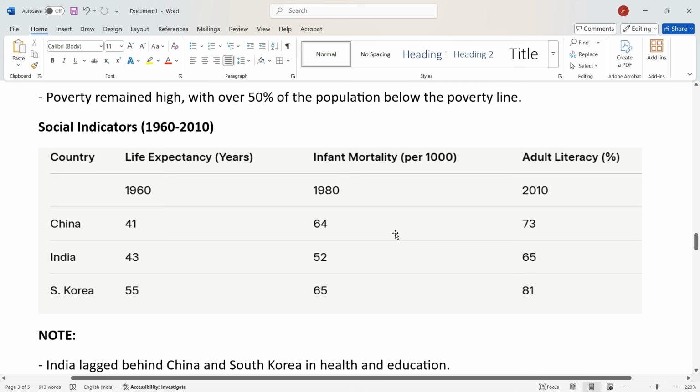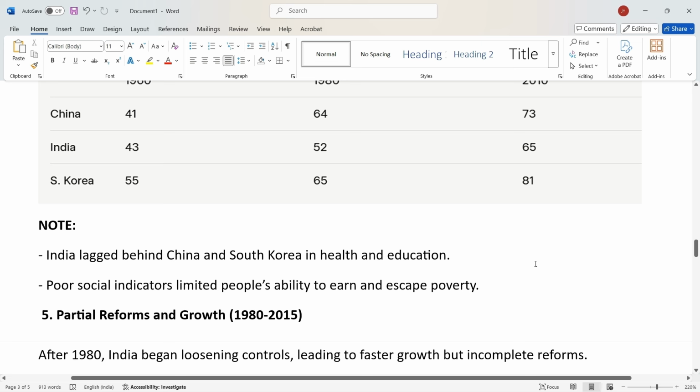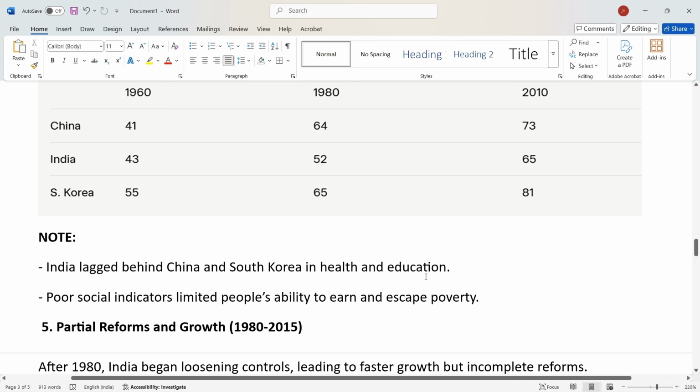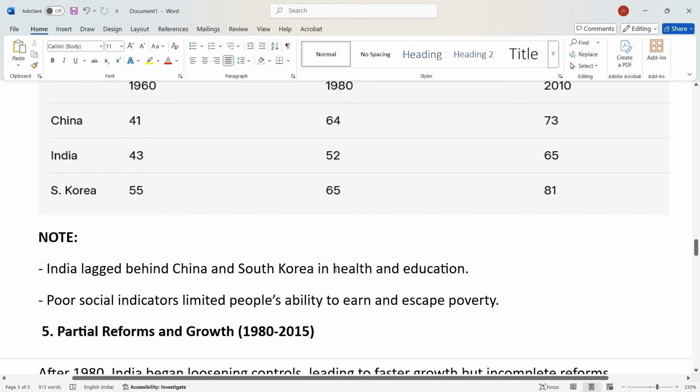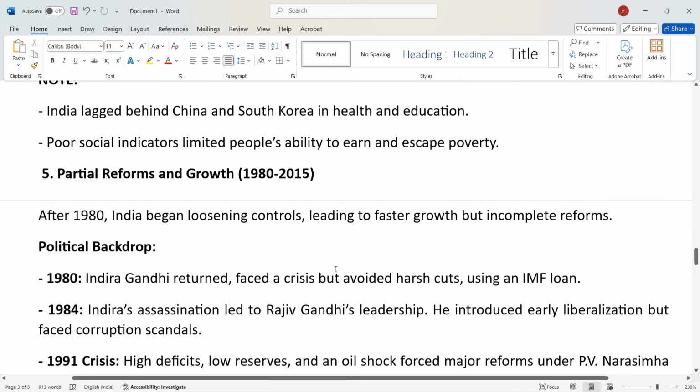The adult literacy rate in South Korea was high, and China was having a literacy rate of 73%, and India's literacy rate was again less as compared to them. When it comes to health and education, you can see from the table, India was behind China and South Korea. So there were poor social indicators, which limited people's ability to earn and to be productive.